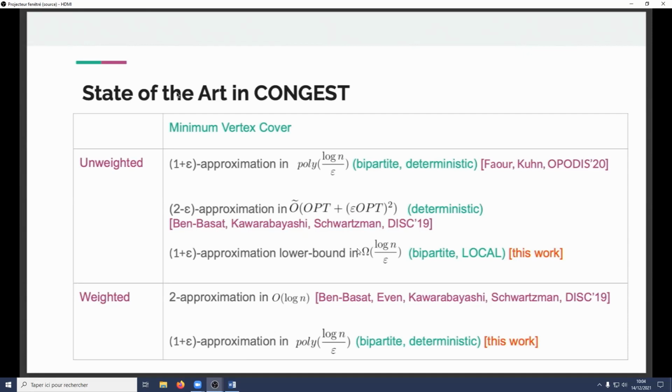So for the minimum vertex cover, there is an unweighted deterministic bipartite 1 plus epsilon approximation to the vertex cover by my co-authors in last year's OPODIS. Note that this algorithm I present later is some generalization of this one.